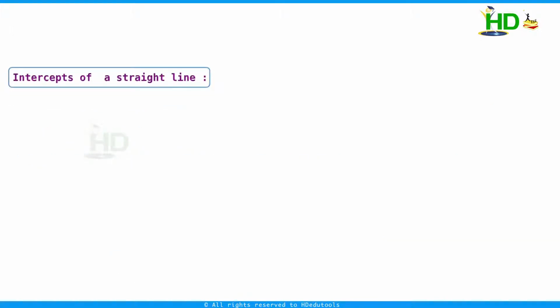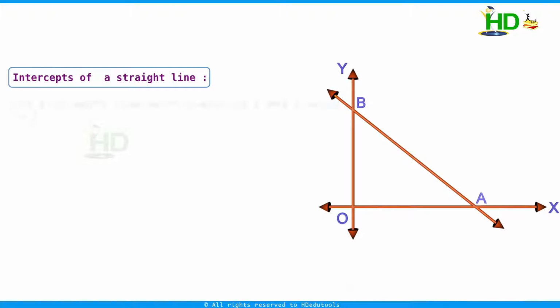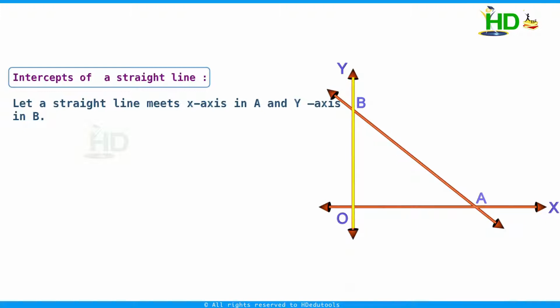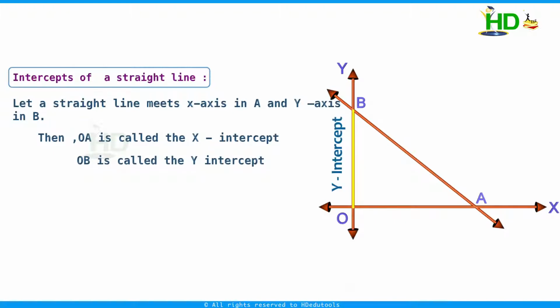Intercepts of a straight line. Consider L is a straight line. It meets A and B points along the x-axis and y-axis as we are seeing in the figure. This OA is called the x-intercept, and OB is called the y-intercept. This is nothing but the value of x where it cuts the x-axis. This is the value of y where it cuts the y-axis.